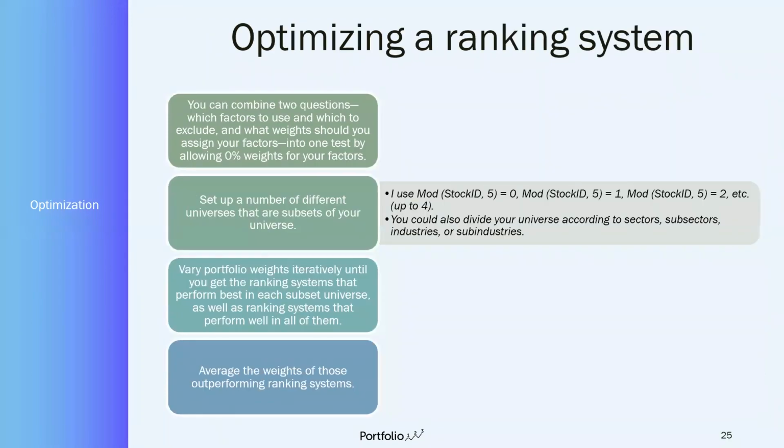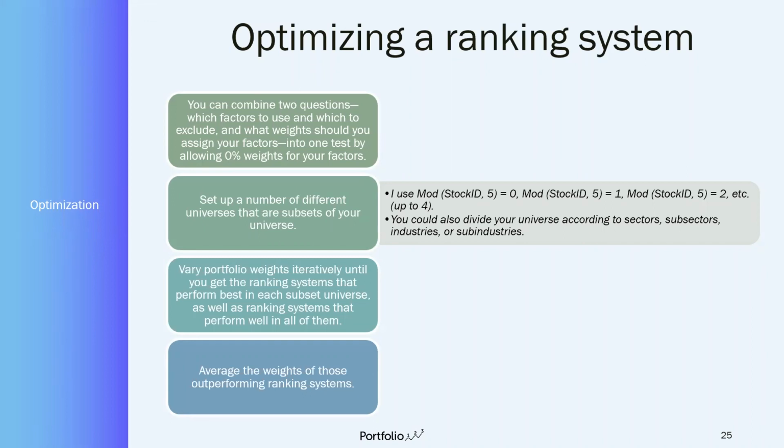Now, optimizing a ranking system. You can combine two questions: which factors to use and which to exclude, and what weights you should assign your factors, into one test by allowing 0% weights for your factors. One way to do this is to develop a long list of factors and have most of them get 0% weights, but have a few of them get higher weights.